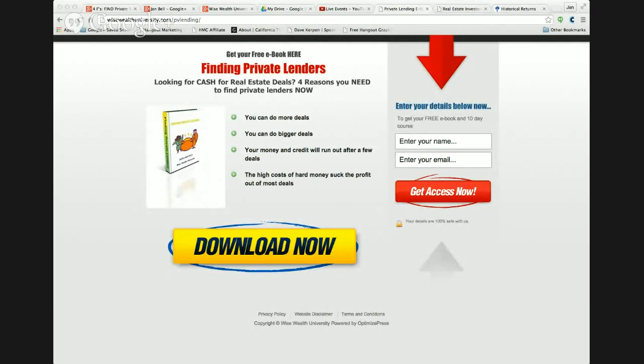You can do more deals, bigger deals than you can with any other form of lending, and that's why you need private money lenders, because your money and credit will run out after a few deals doing it the conventional way. The high cost of hard money sucks the profit out of most deals.